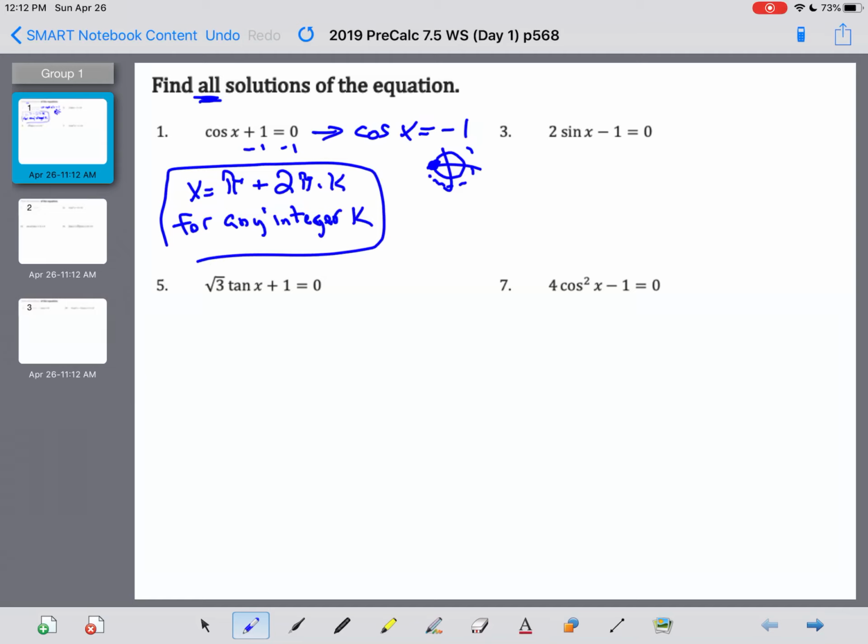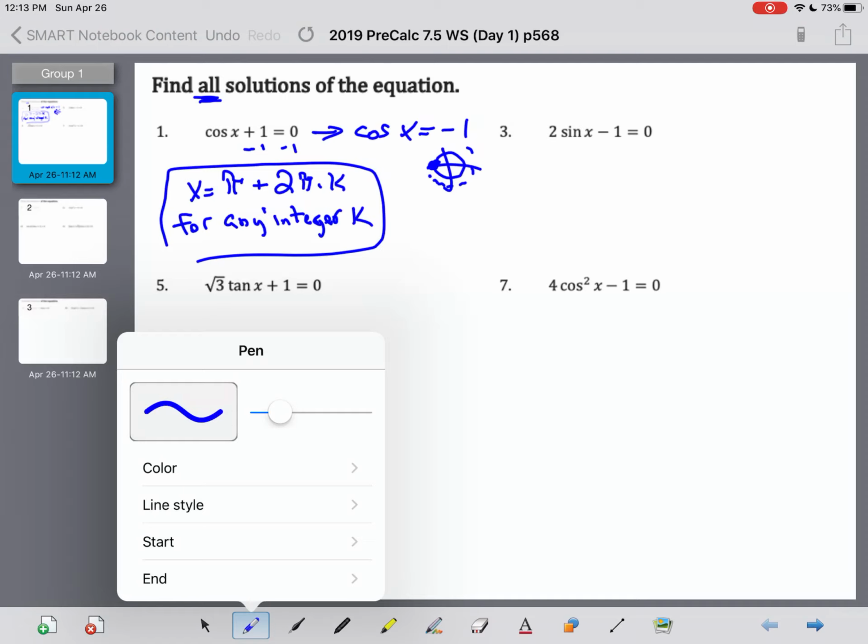So if k is 0, my answer is pi. If k is 1, it's going to be 3 pi. If k is -1, it's going to be -1 pi. So again, that's kind of how we roll with these. I'll just switch colors here.